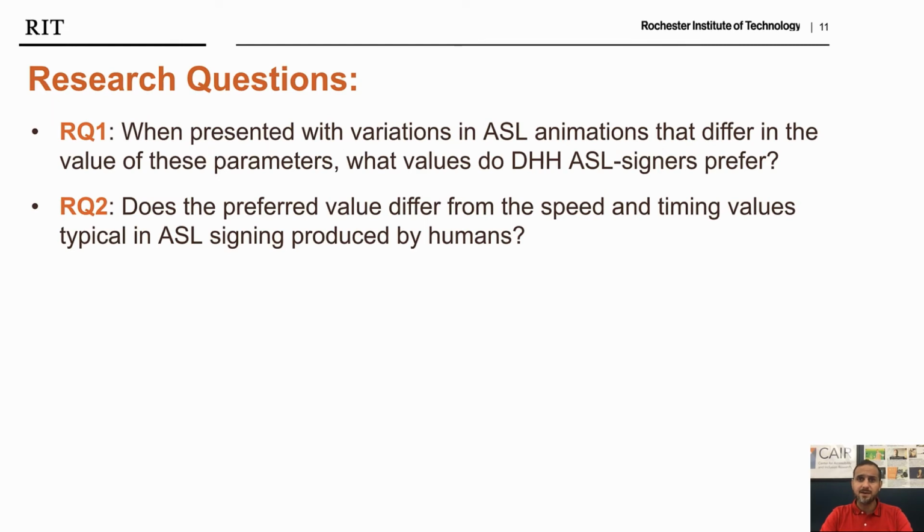We identified the following research questions. First, when presented with variation in ASL animation that differ in the value of these parameters, what values do deaf and hard of hearing ASL signers prefer? Second, does the preferred value differ from the speed and timing values typical in ASL signing produced by humans?